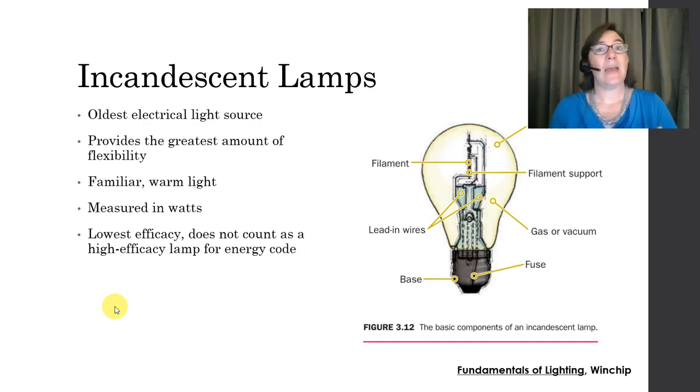All right. And finally, as we talked about in the last video, incandescent lamps are the lowest efficacy light source. All right, and they definitely do not count as a high efficacy lamp in the energy code, and we'll talk about that later in this lecture.